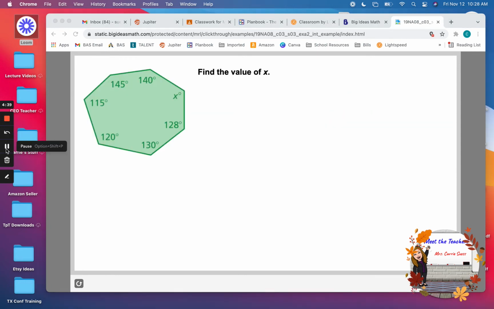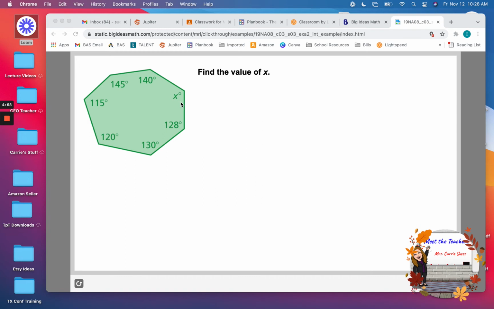All right, example 2, you're putting this in your journal. We're going to find the value of x. This is a polygon with multiple sides, lots of angles, and we're missing one, aren't we? Yes. Okay. Is there a formula out there that we can use to solve for the missing variable?